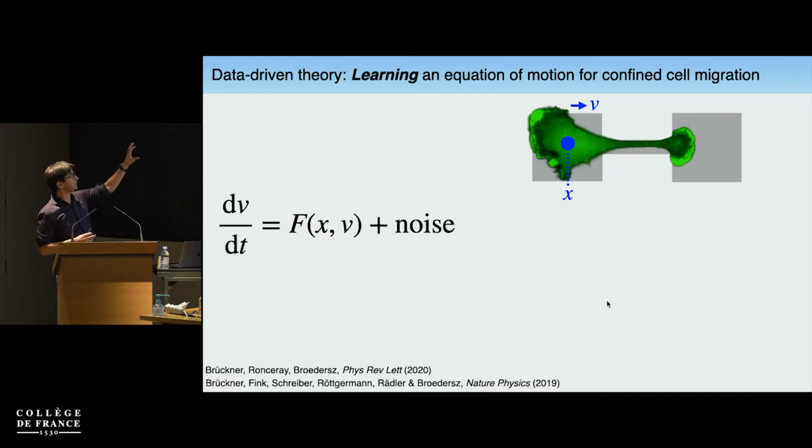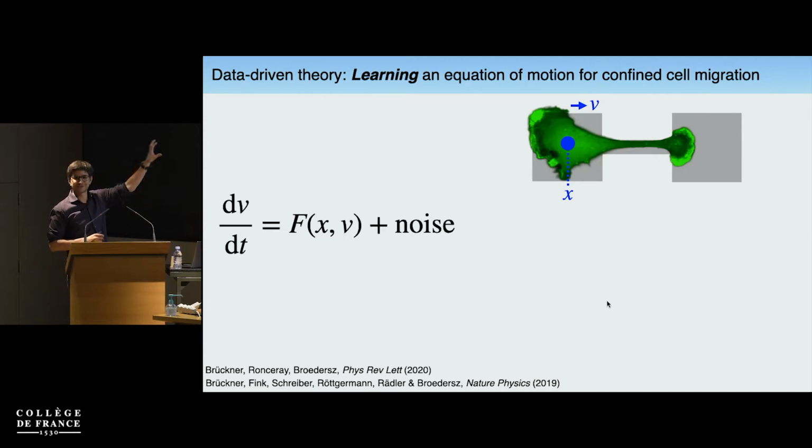But in the end, we managed to converge to a relatively simple model structure where the acceleration of the cell is determined by a sum of two terms: a deterministic driving term that depends on the position and the velocity of the cell. This deterministic driving term would encode how the cell is interacting with this confining geometry.